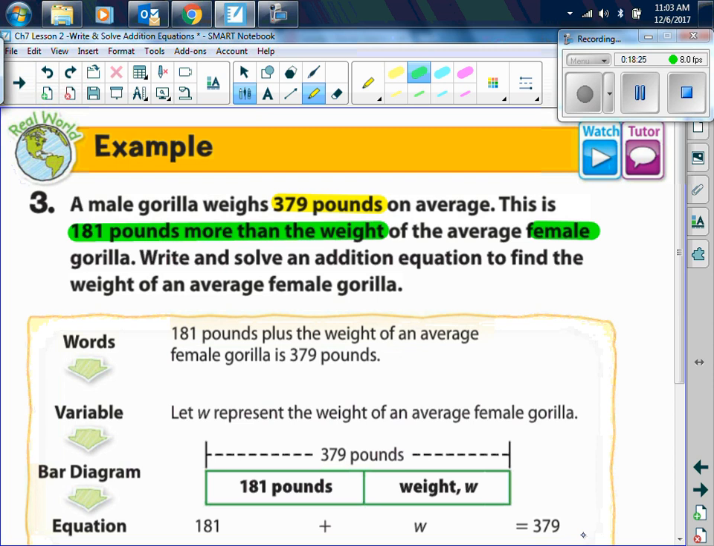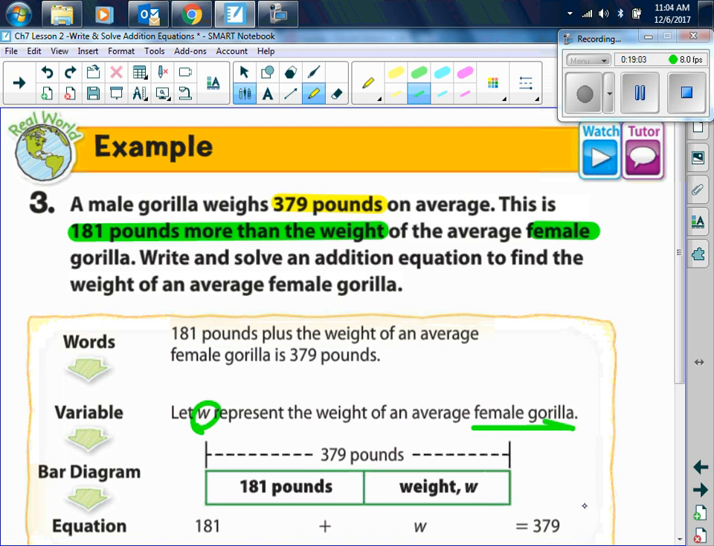So we see how I'm putting this in words? Okay? So how do I write 181 pounds more than the female? What do we not know? How many pounds the female weighs, right? So we're going to go ahead and let W represent the weight of the female gorilla. Okay, so that's W. So here, how do I write 181 pounds more than the female? It is addition. Very good.